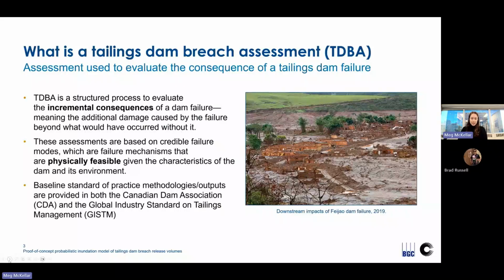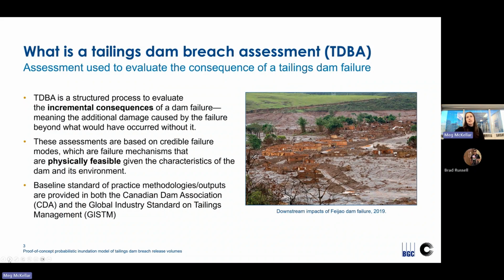And so we undertake these studies so that we can evaluate what the incremental consequence of a dam failure could be. So that's going to be, what damage do we have to be concerned about that's going to be caused by failure? And so this assessment is often based off of a credible failure mode, which would be a failure mechanism that would be physically feasible for the dam, given its characteristics and its surrounding environment. And these baselines of practice are provided by both the Canadian Dam Association, the CDA, as well as the Global Industry Standard on Tailings Management, the GISTM.